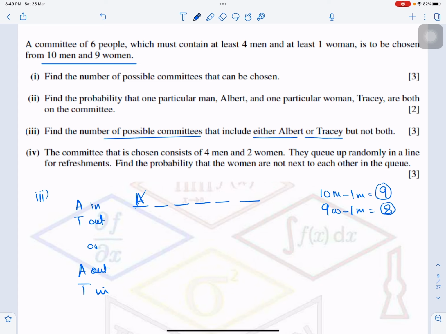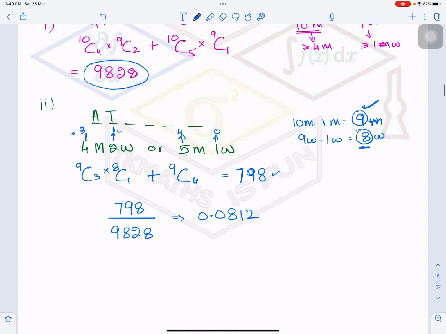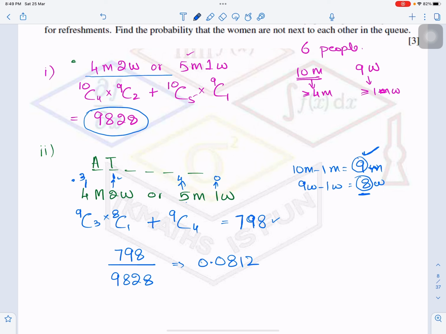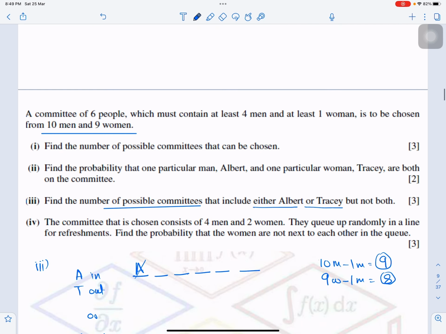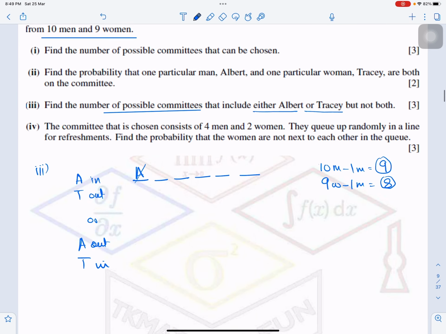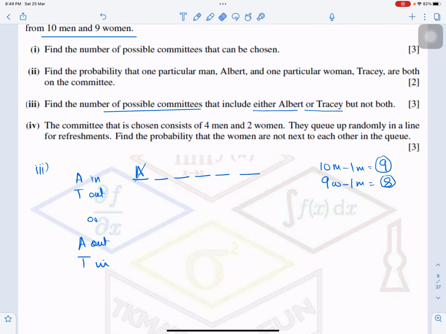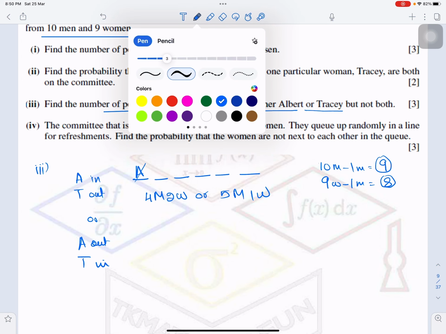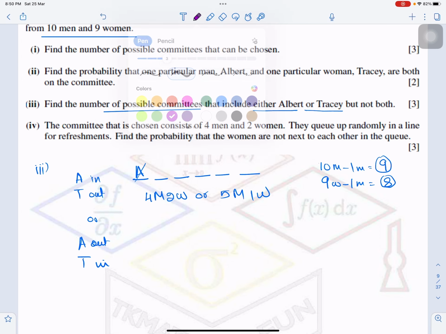So I'm writing the same condition again, the condition which we have seen here, 4 men, 2 women, or 5 men, 1 woman. The condition will remain same every time because we have to fulfill the requirement given up here. So if you see 4 men, 2 women, or 5 men, 1 woman. Now let's see what is in from here and what is out from here.